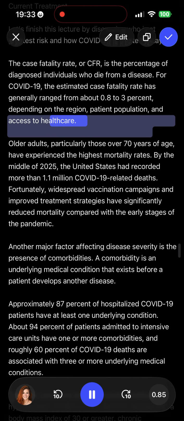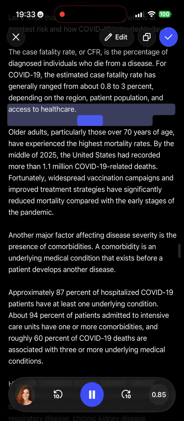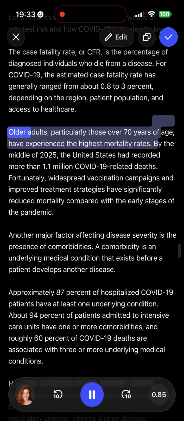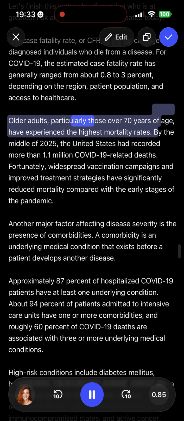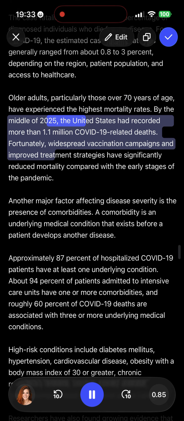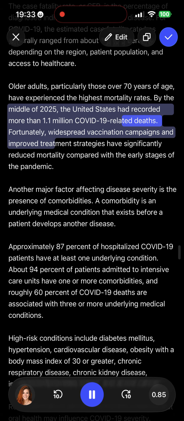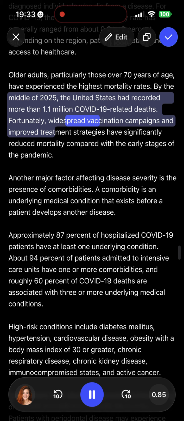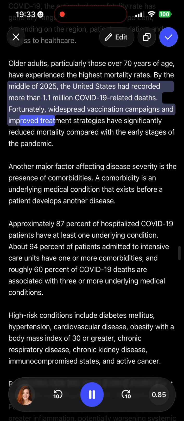Older adults, particularly those over 70 years of age, have experienced the highest mortality rates. By the middle of 2025, the United States had recorded more than 1.1 million COVID-19-related deaths. Fortunately, widespread vaccination campaigns and improved treatment strategies have significantly reduced mortality compared with the early stages of the pandemic.